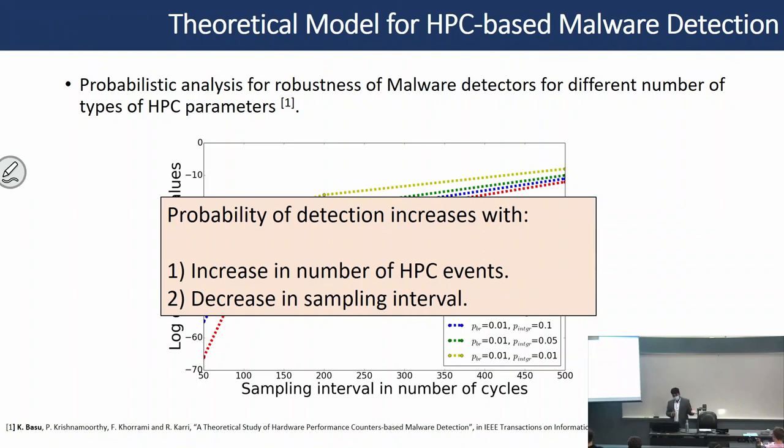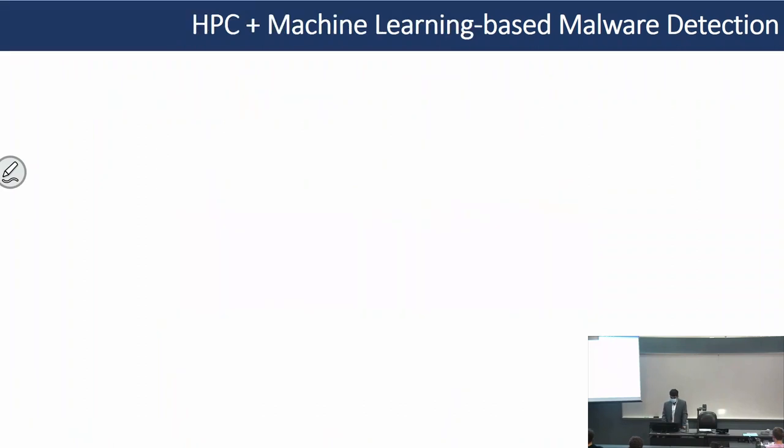So you can increase the number of HPC events, and you can reduce the sampling interval, like how frequently you're measuring the HPCs. If you measure it every cycle, that's best, but that's not possible. So the more frequently you measure the HPCs, the higher the accuracy of detection. This paper appeared in IEEE TIPS last year.